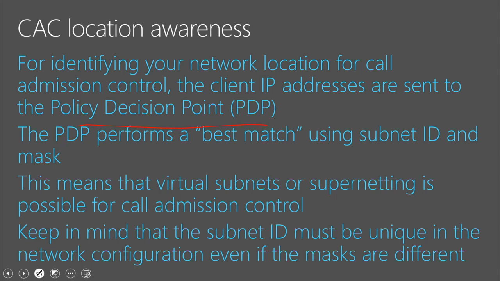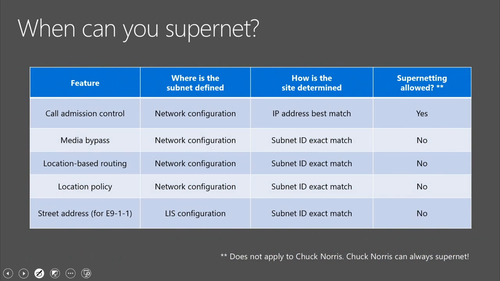That means that for call admission control, if you read the documentation, you'll see that we support supernetting, or what I think they call virtual subnets in the documentation. But you might have subnets defined in Skype for Business that clients wouldn't actually compute on their own. It's a subnet ID that the client wouldn't compute, but could still match for call admission control. If it's a virtual subnet, a subnet that a client would never compute, it won't work for those features that rely on the client calculating its mask. So I made this table that kind of shows that.